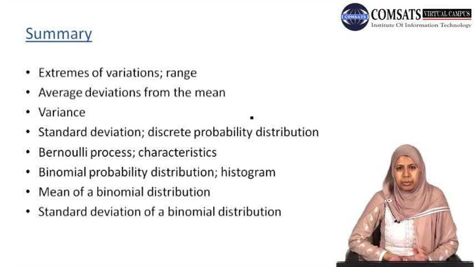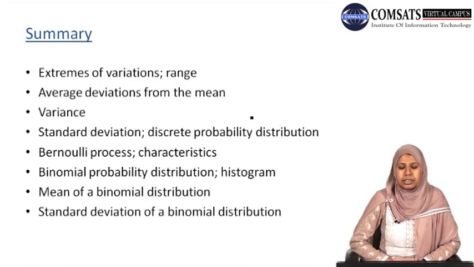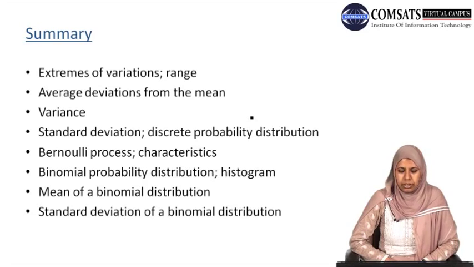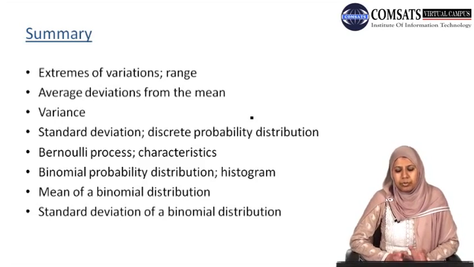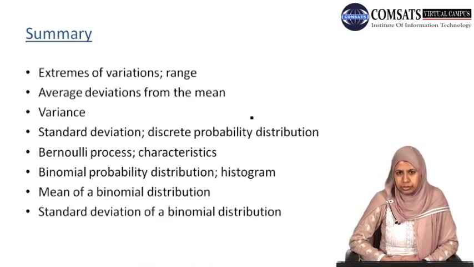Then we saw what we mean by the Bernoulli process with some examples, and what the characteristics of a Bernoulli process are. After this, we defined our binomial probability distribution, first with the help of an example, and then we defined our general formula and the histogram to see clearly what we mean by this binomial probability distribution. That is, the sum of all the probabilities is equal to 1, because all the outcomes in our random variable are mutually exclusive and collectively exhaustive.